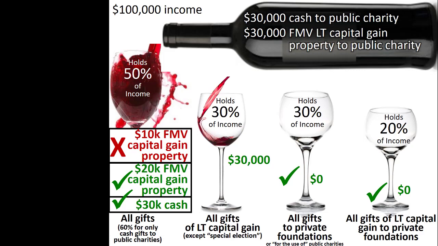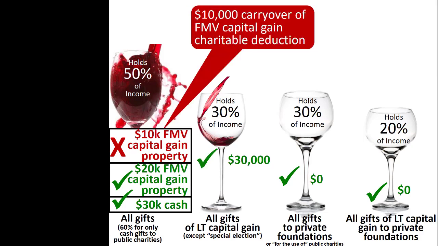What happens if there are different gifts given within the same category? For example, if there are gifts of short-term capital gain property to a public charity and also gifts of inventory to a public charity, which one gets carried forward? The answer is that it doesn't matter because both of these types of gifts are treated identically for tax deduction purposes. Because there is $10,000 that cannot fit into the first glass, this $10,000 of charitable deduction for fair market value capital gain property must be carried forward into future years.